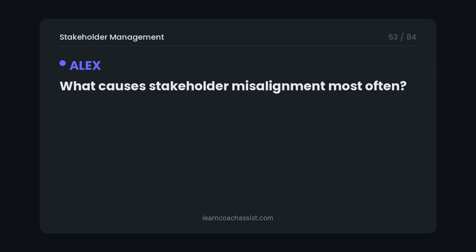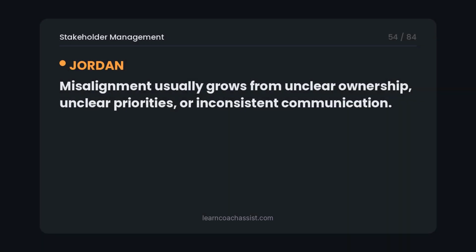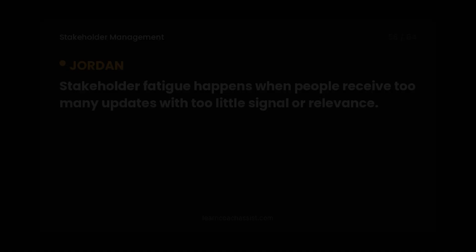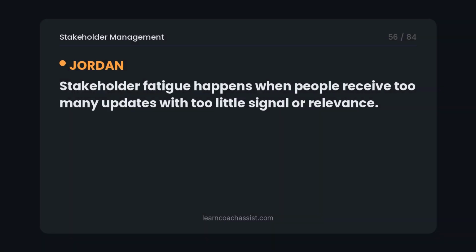What causes stakeholder misalignment most often? Misalignment usually grows from unclear ownership, unclear priorities, or inconsistent communication. What is stakeholder fatigue? Stakeholder fatigue happens when people receive too many updates with too little signal or relevance.